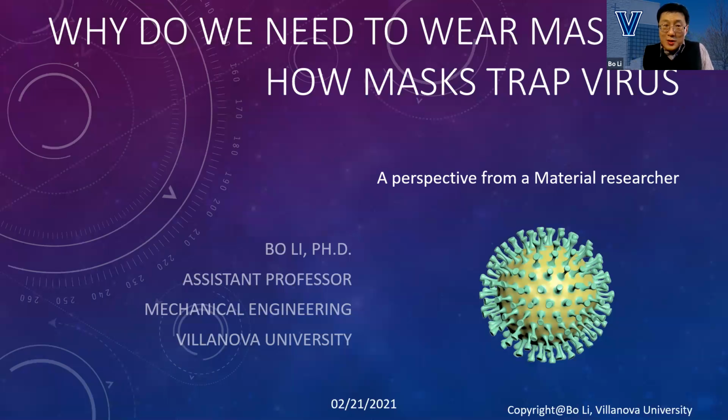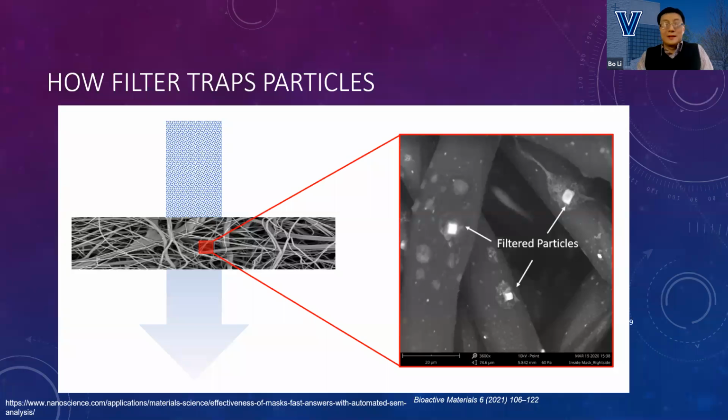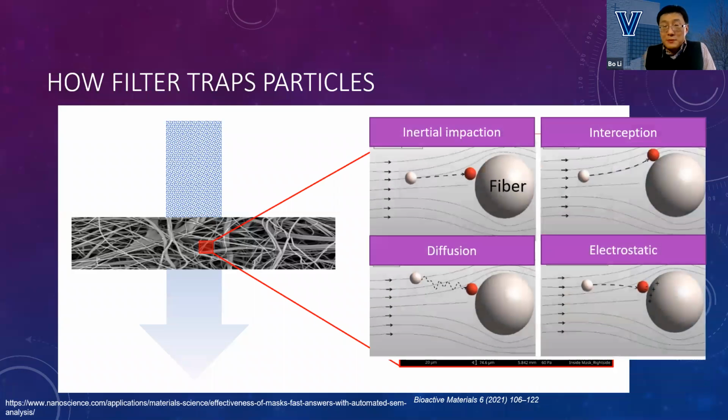All right, in part two, we're going to talk about how masks trap virus. So first, let's talk about how general filters trap particles. Here, we're looking at, again, the microstructures of the masks. We can clearly see that the mask traps the particles by absorbing or grabbing the particles on their surfaces, right? So there are four fundamental mechanisms for trapping the particles.